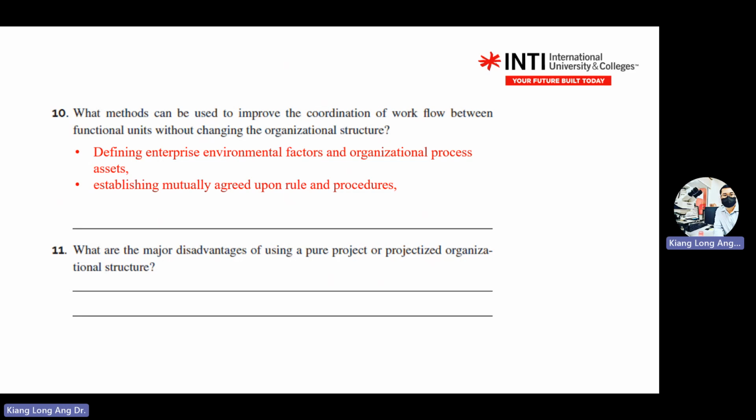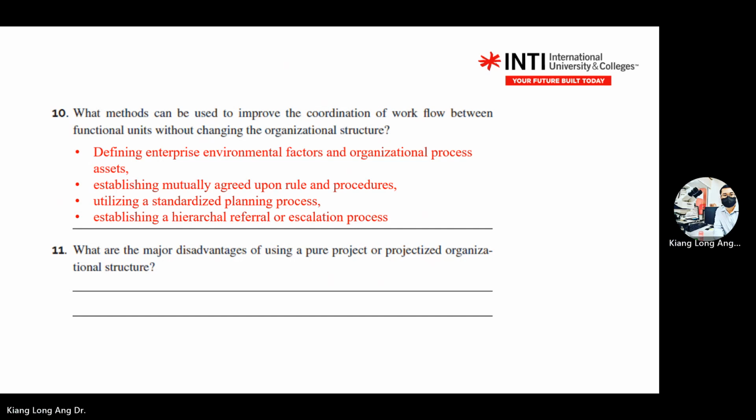Second, you have a mutual agreement on the rules and procedures. Third, standardize the planning process. And the fourth answer is you establish a hierarchical referral process, meaning there's a process there. So this is the coordination, how you do coordination between the functional units without changing the organizational structure. How do you improve the coordination? You do any one of these.